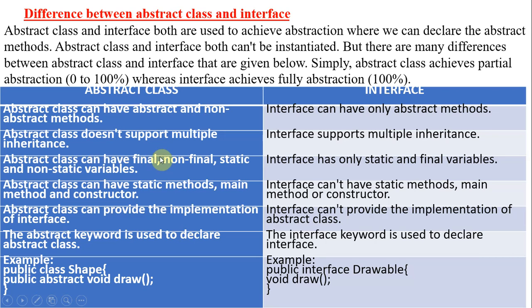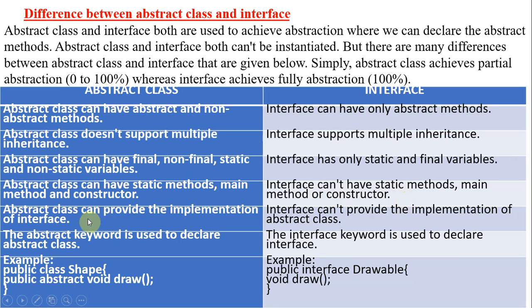An abstract class can have final, non-final, static, and non-static variables, but an interface has only static and final variables, fields. An abstract class can have static methods, a main method and a constructor, whereas an interface can't have static methods, a main method or a constructor. See this, it is a class, it has a static method, main method, and constructors too. All three it has, but in interfaces only abstract methods exist, the remaining won't exist.